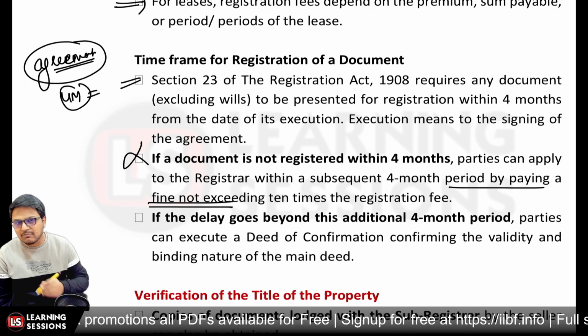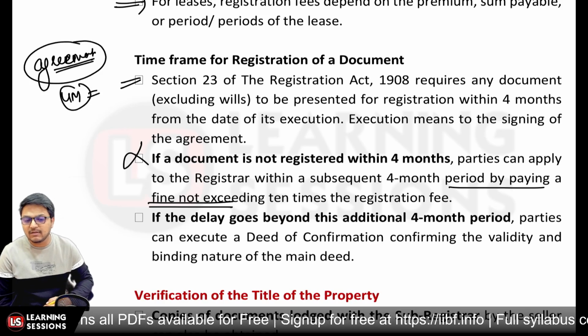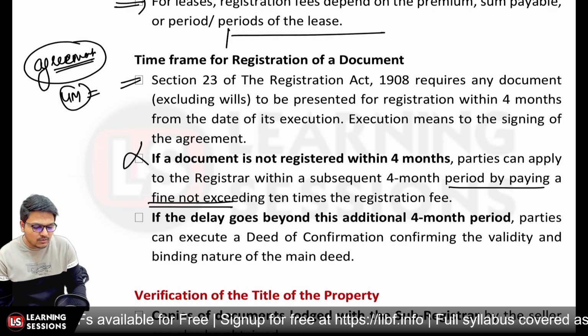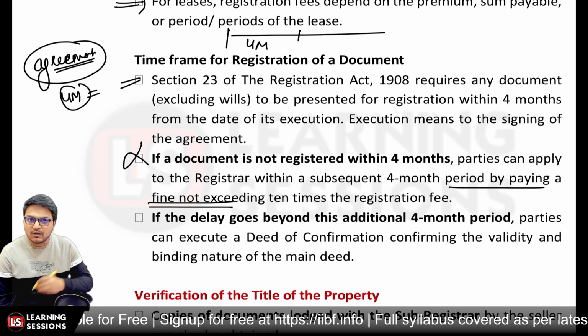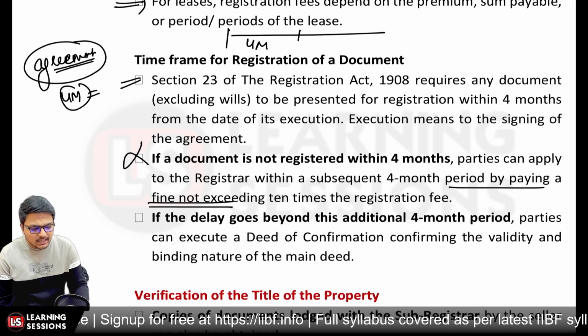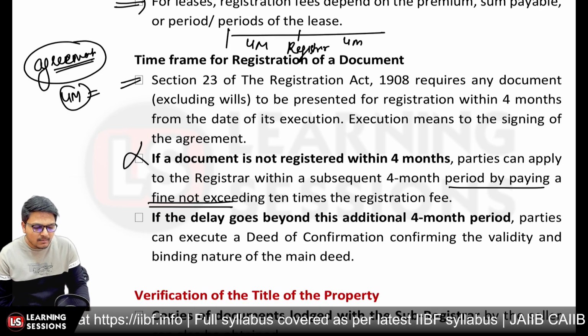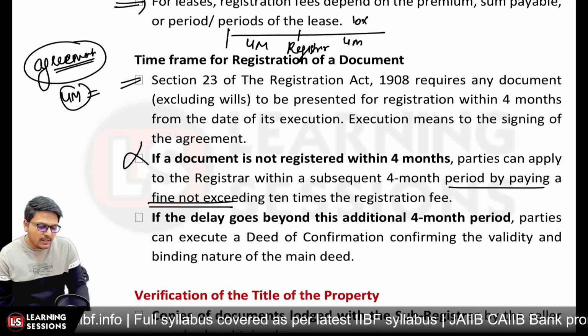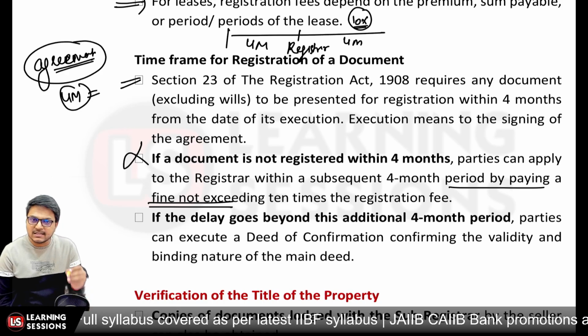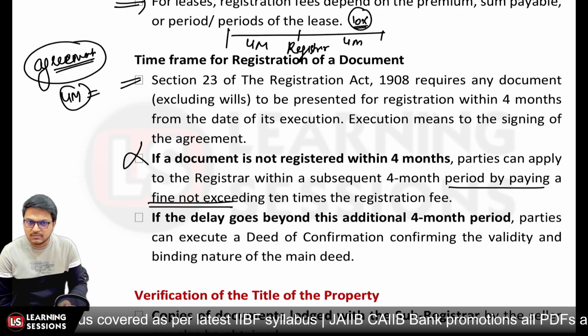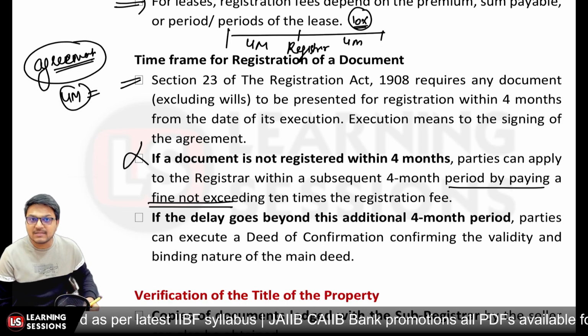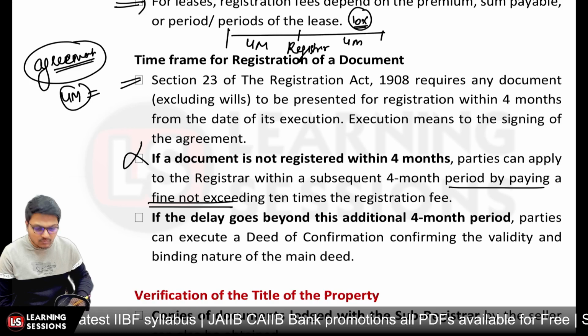Let's say when the agreement was made the first time, you will be given 4 months to register the documents. Let's say that period lapsed. In that scenario you can apply to the registrar, and the registrar can give you another 4 month period, but you have to pay a penalty which cannot exceed 10 times the registration fee which was to be paid.